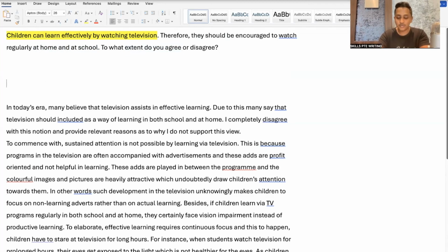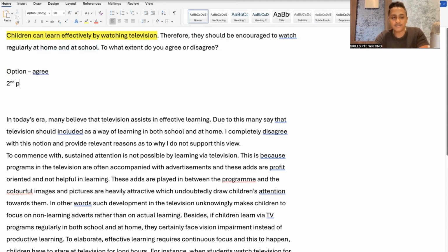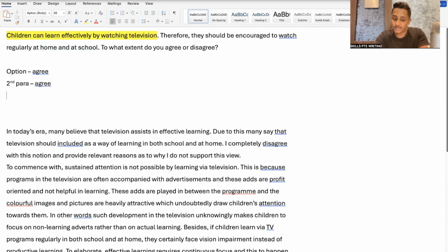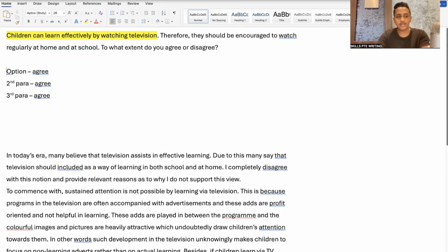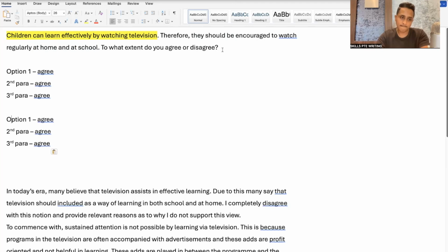So whenever you have this "to what extent," you have three options. Option one, you can say agree. When you agree, second paragraph also you agree. Pay more attention. Third paragraph also you agree. That's option number one. Option number two, you can disagree. If you disagree, second paragraph also you disagree. Third paragraph also you disagree.